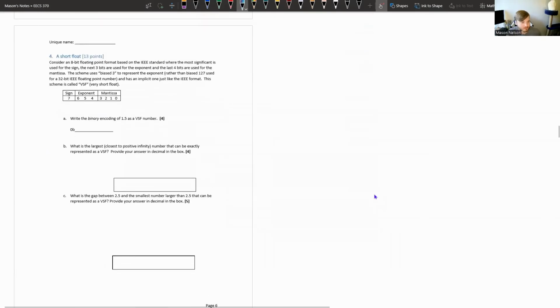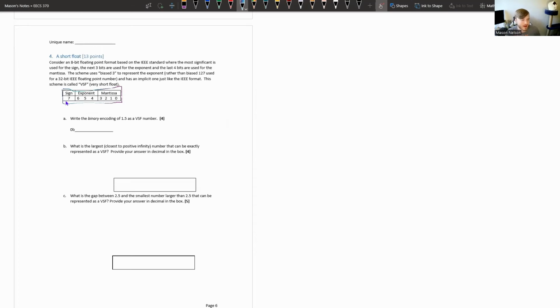All right, moving on. Question 4. It's titled a short float. Consider an 8-bit floating point format based on the IEEE standard, where the most significant bit is used for the sign. The next 3 bits are used for the exponent, and the last 4 bits are used for the mantissa. So that's exactly what they're showing in this little table here, what bits are used for which part.